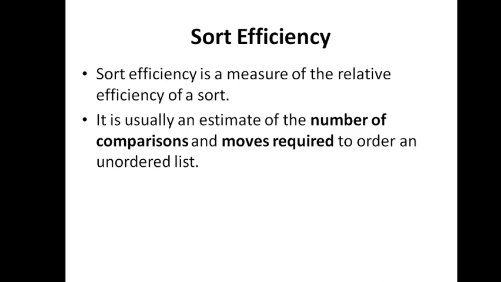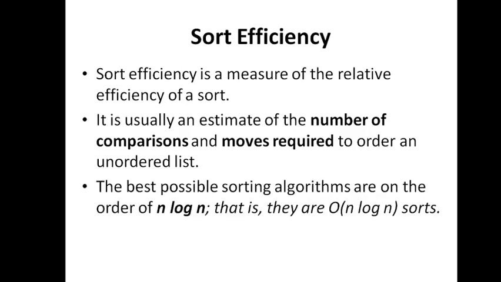Performance of a sorting algorithm is measured based on the number of comparisons they have to make and the number of moves they require. That is the factor that determines which algorithm is more efficient and which algorithm is least efficient. The best possible sorting algorithms are expected to provide n log n results. That means the number of iterations needed to complete the sorting should be much less than the actual number of elements. It should not be a linear order. So that is the ideal sorting.